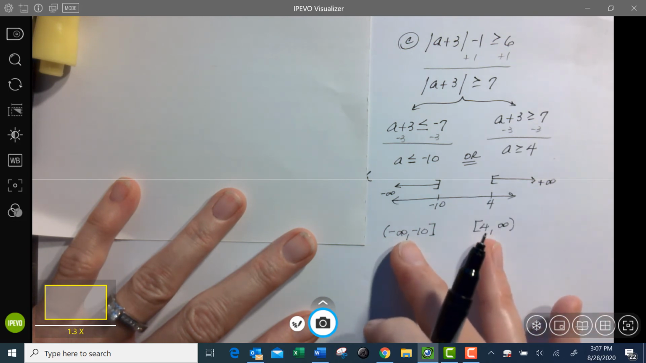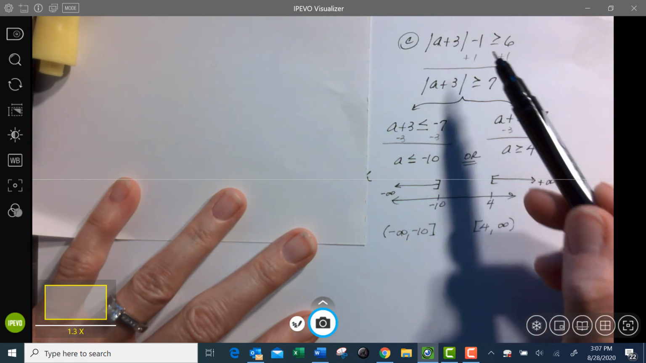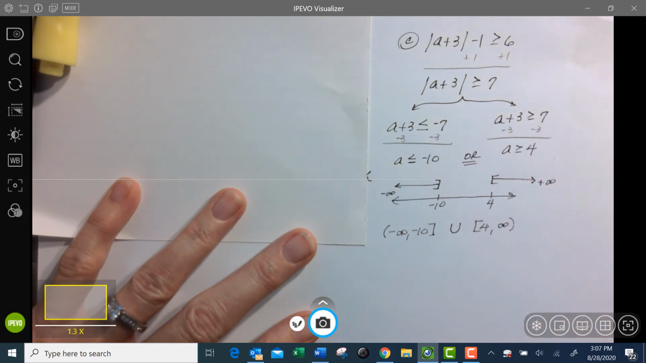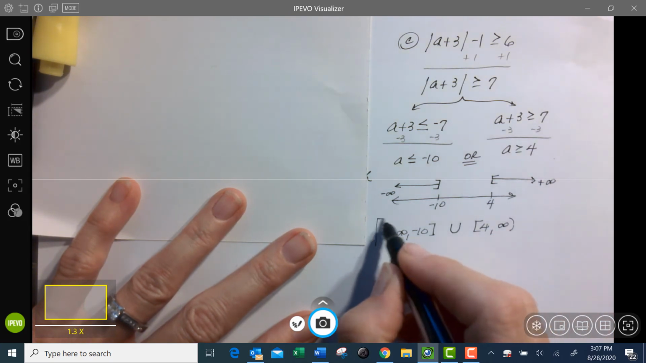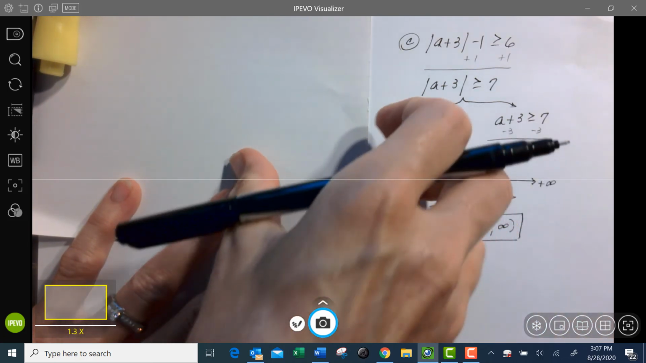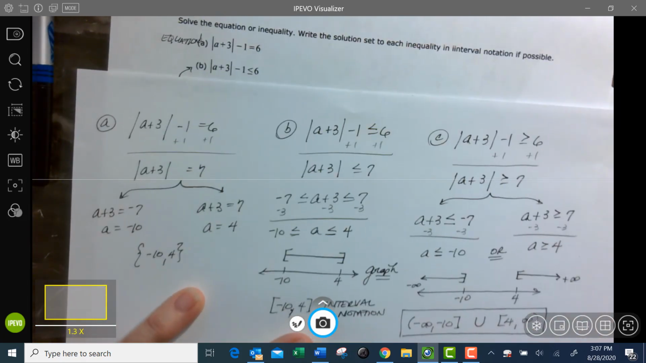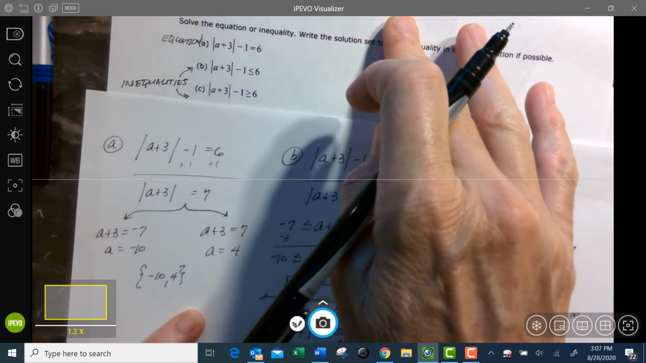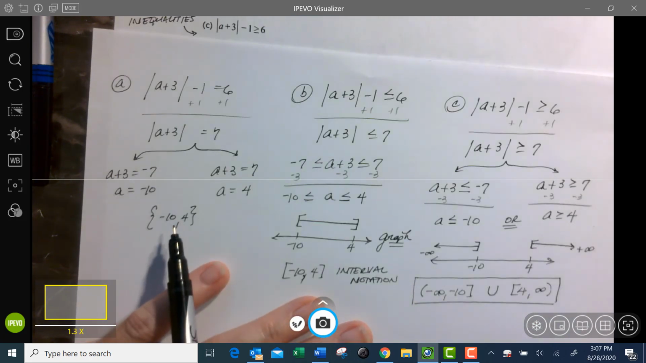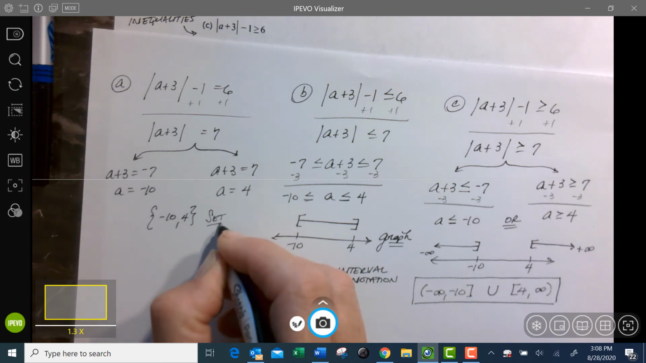Both of these regions provide solutions to this original absolute value inequality. So we will put a U, representing the union of those 2 intervals, to be all of the solutions of that inequality. So we have all 3 of them here. All 3. The equation has 2 solutions written as what they call a set, or set notation.